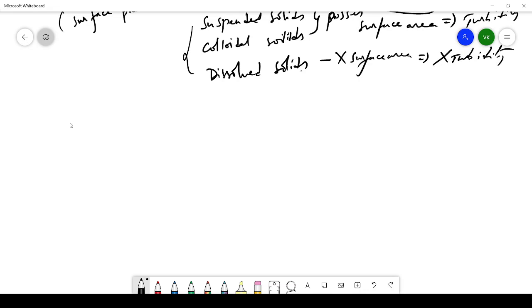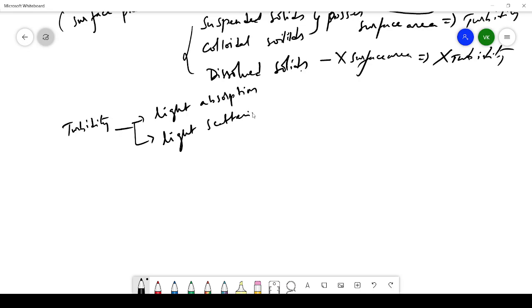Turbidity can be measured based on different devices, which are manufactured based on two principles. First one is based on light absorption, and second one is based on light scattering. Based on these two principles, different types of devices have been manufactured, and using those devices, you are going to measure the turbidity.